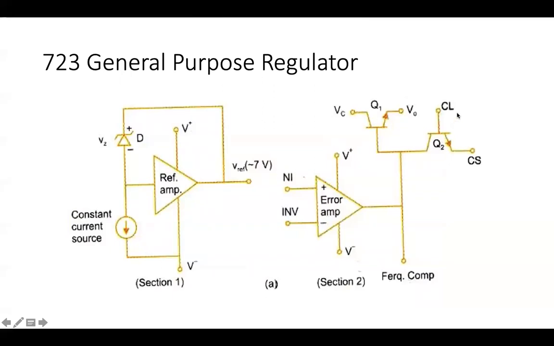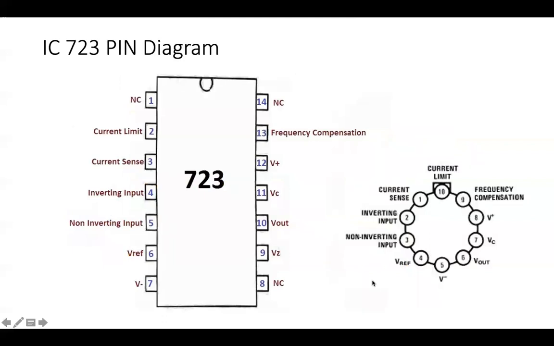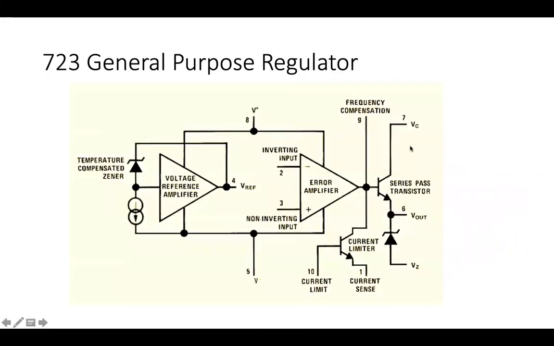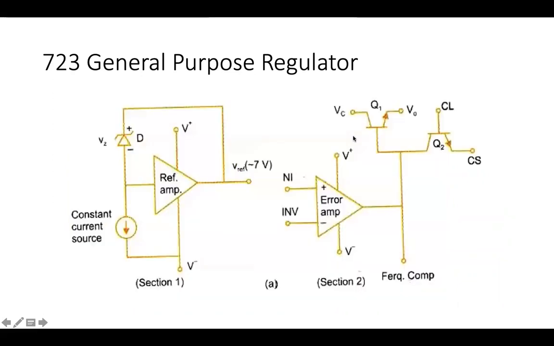Okay. Similarly, you have CL and Q2. Fine. So this is the internal structure of your 723 general purpose regulator. If we have to see the pin diagram, it has about 8 pins: current limit, current sense, inverting input. All these are different inputs. We are going to give the reference, minus and then plus to 7 and 12. Frequency compensation, where do we see that? We see here, frequency compensation is at 9.